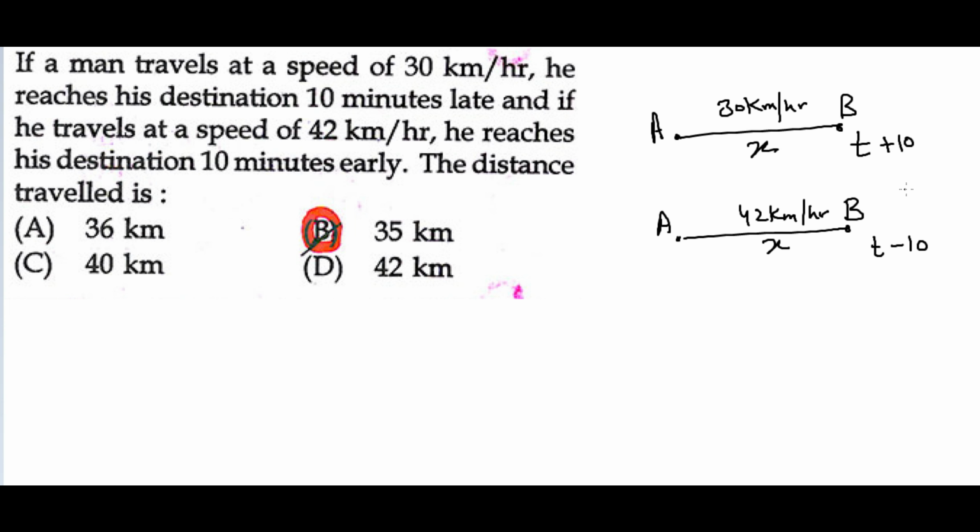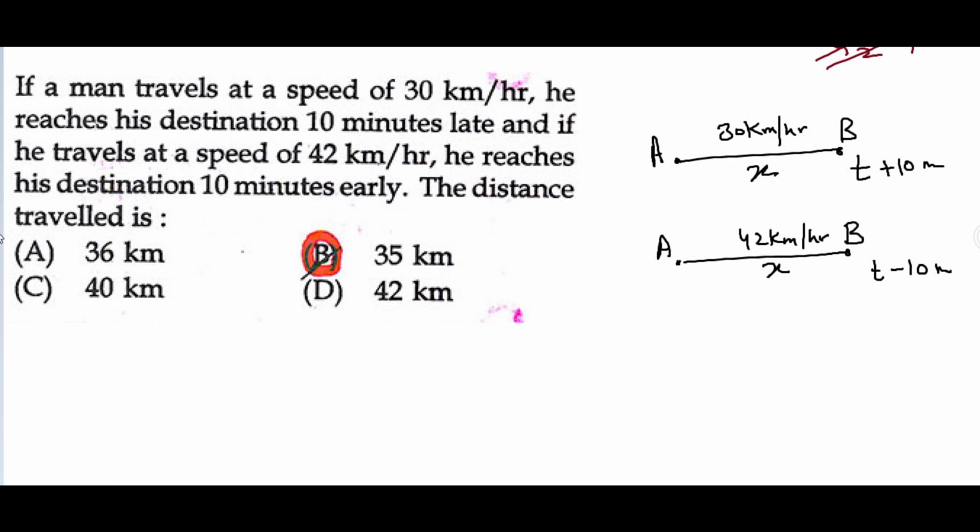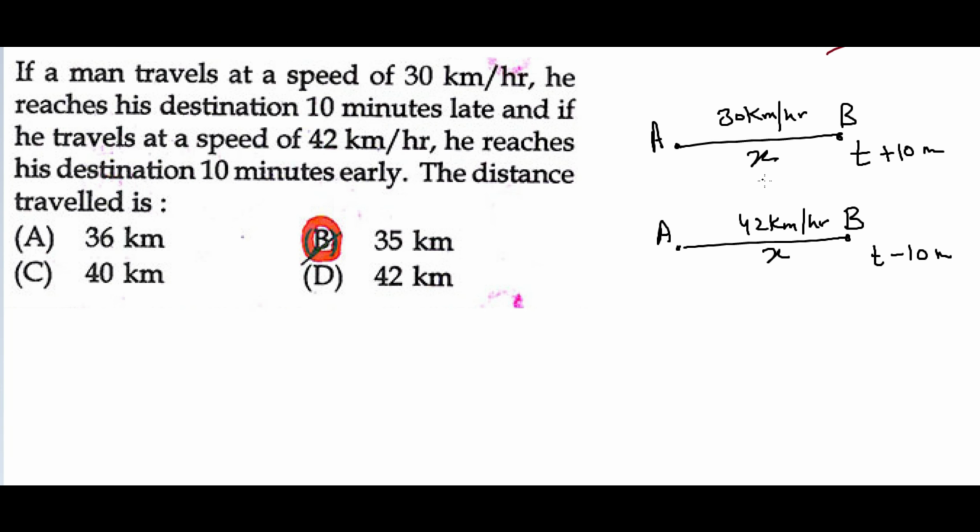Now our work is that this thing is in minutes, and this thing is in kilometers per hour. So we first convert 30 kilometers per hour into minutes. How to do that? 30 kilometers per hour can be written as 30 by 60 kilometers per minute. Simplify this, you are going to get 1 by 2 kilometers per minute. Why am I dividing by 60? Because 1 hour is equal to 60 minutes.